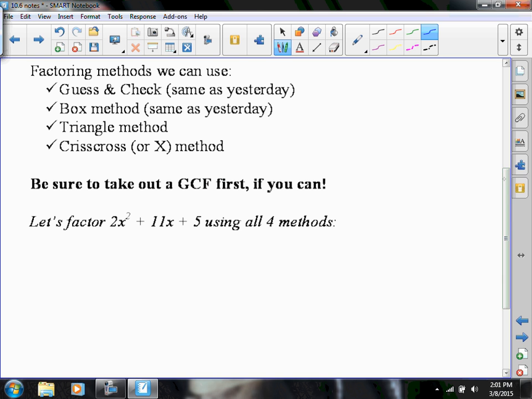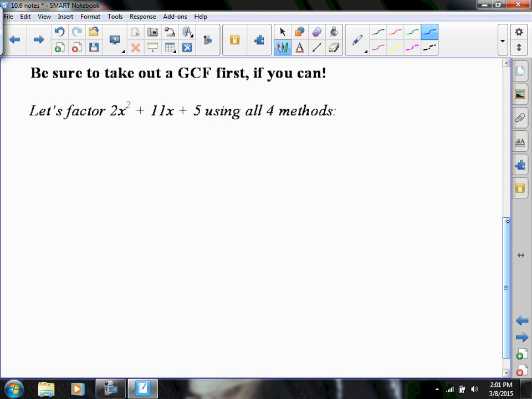So let's take a look at this first trinomial here. We have 2x squared plus 11x plus 5, and we're going to factor it. Now in class I can do all four methods, but here I'm just going to do guess and check and box. And there's a little note up above that says make sure we take out the GCF.